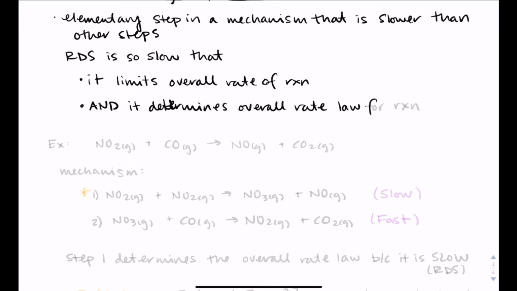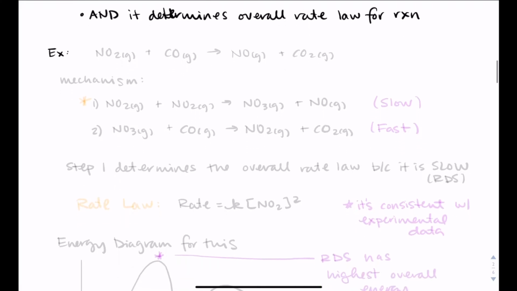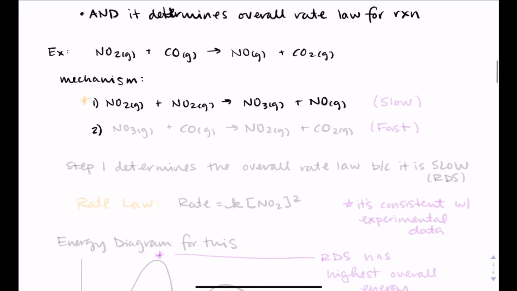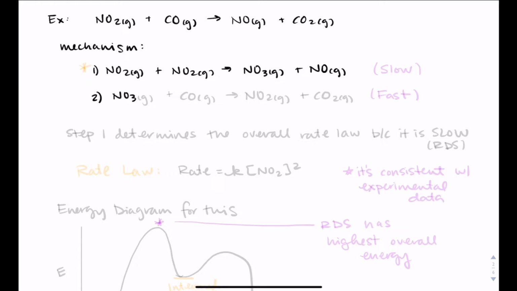So the way that this will show up, we'll look at it through this next example, which is NO2 plus CO reacting to form NO and CO2. In my mechanism, the first step is NO2 reacting with another NO2 to make NO3 and NO. This step is slow, and it will just say slow next to it in the labeling. Step 2 is when NO3 reacts with CO to form NO2 and CO2, and this step is fast. So step 1 determines the overall rate law and the overall rate of the reaction because it's slow. It's the rate determining step.